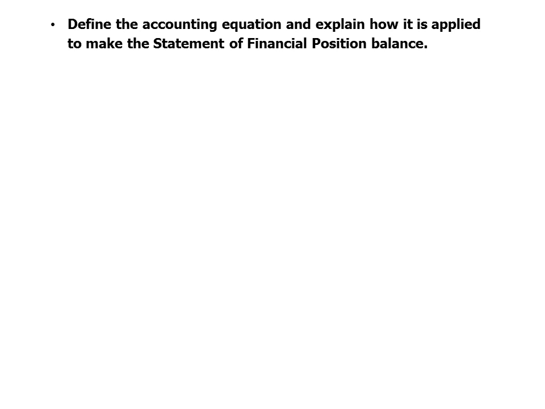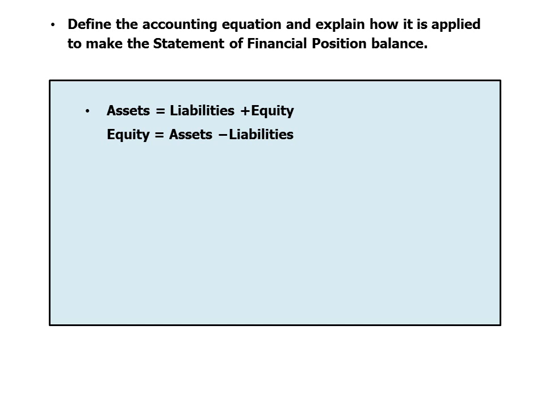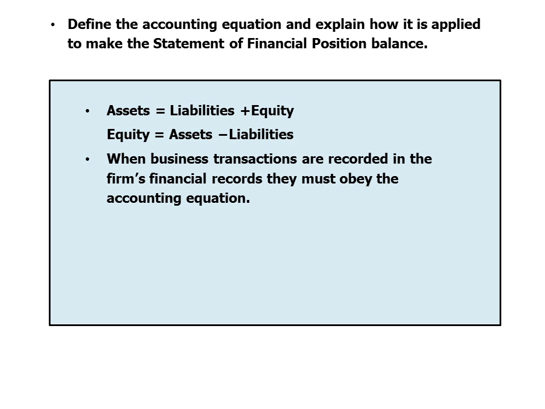Define the accounting equation and explain how it is applied to make the statement of financial position balance. The accounting equation is defined as assets equals liabilities plus equity, or rearranged as equity equals assets minus liability. This can be applied to make the statement of financial position balance by ensuring that when business transactions are recorded in the firm's financial records, they obey the accounting equation.